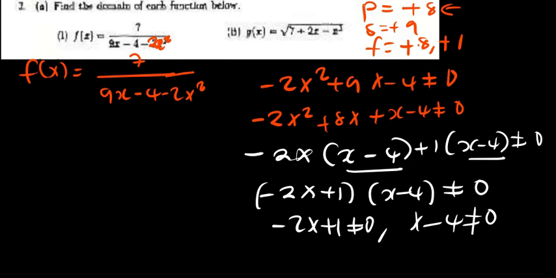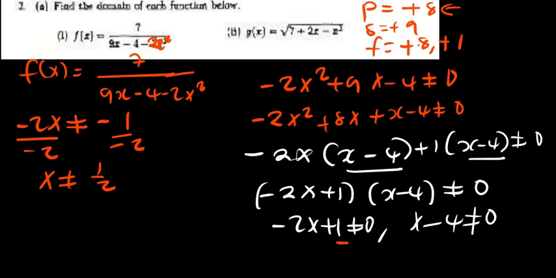Now we are going to shift 1 to the other side. Negative 2x not equal to negative 1. I've shifted 1 to the other side, it's now negative. Divide by negative 2, x should not be equal to 1 over 2. Another one, we are also shifting negative 4 to the other side. Then x should not be equal to 4. So I have two numbers.